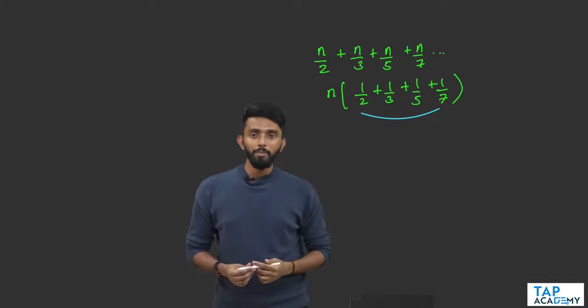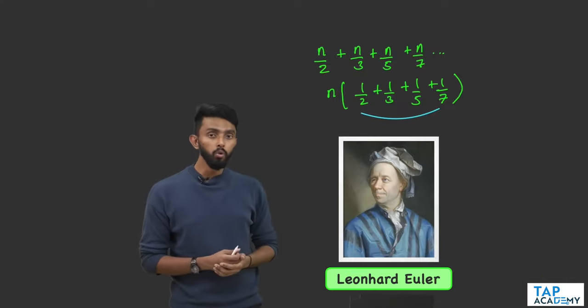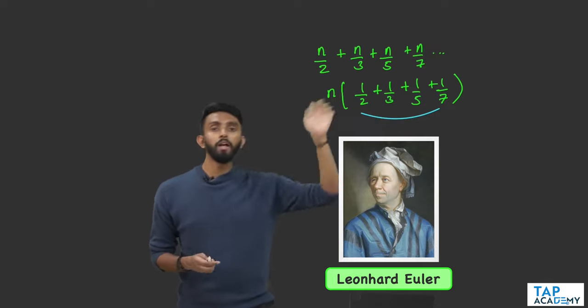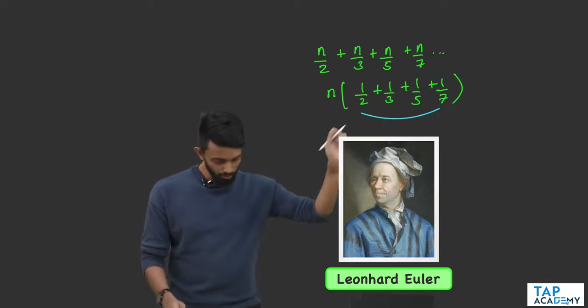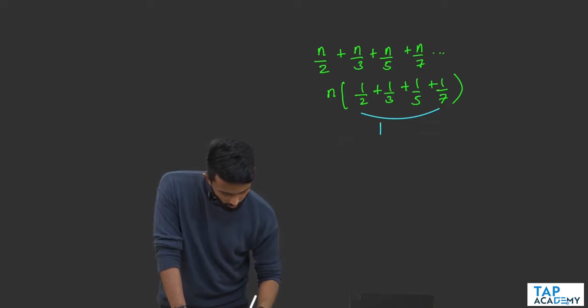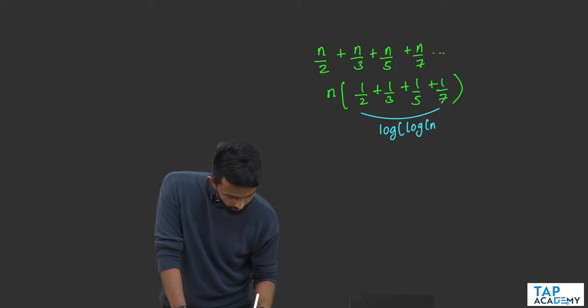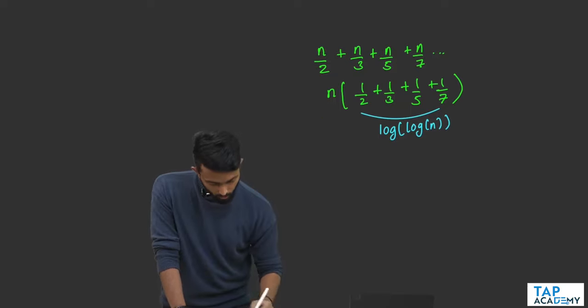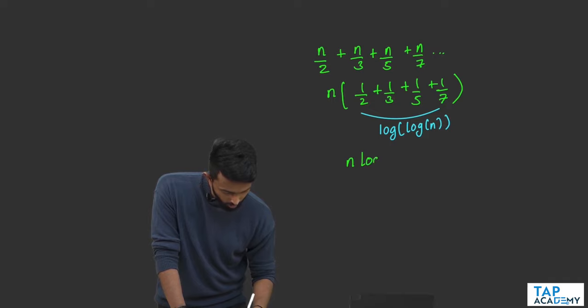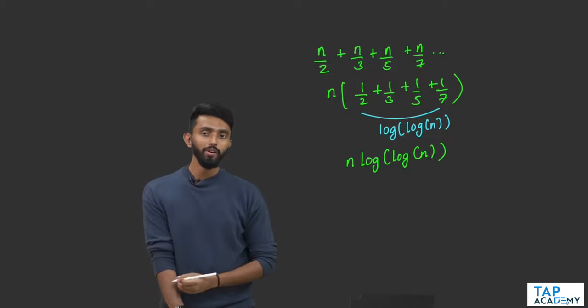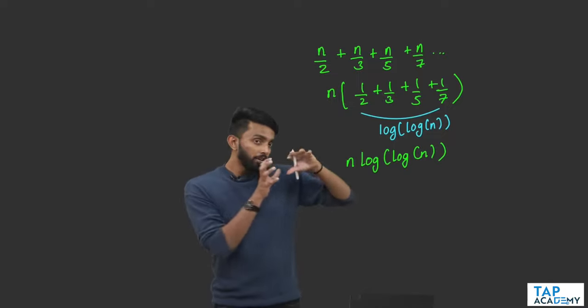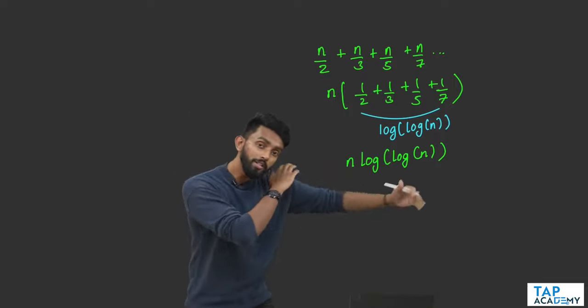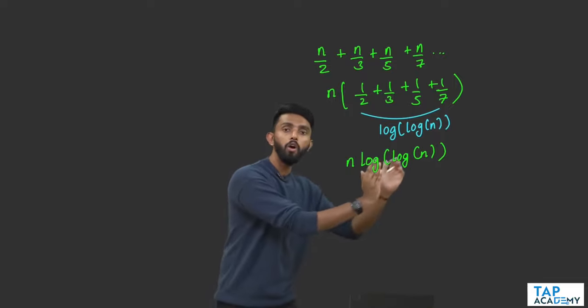Now, a very famous mathematician called Leonard Euler proved the time complexity of this prime progression. So we are not going to waste time proving it. He has shown that this is actually log of log n. He has proved this. How are you able to think? Which means one n is already extra here. Would you agree I can write this as n log of log n? Which means the time complexity of our sieve algorithm is n log of log n.